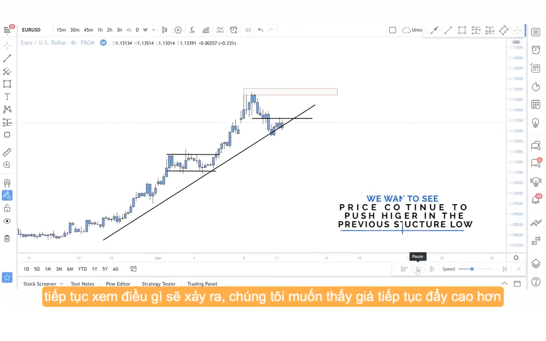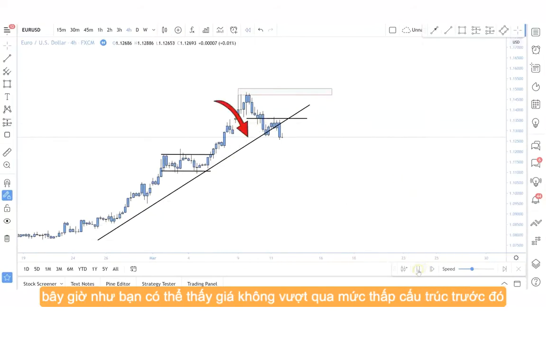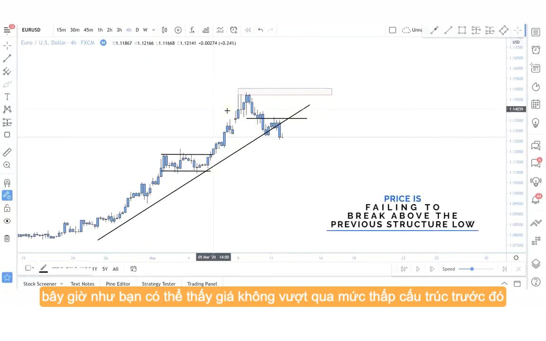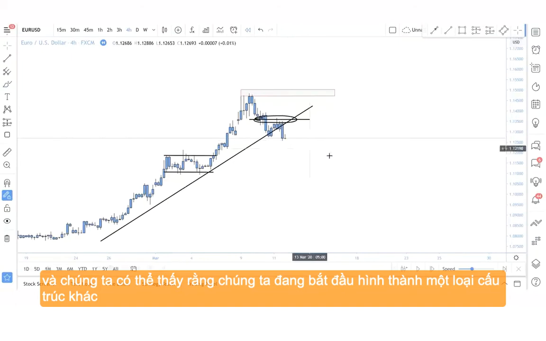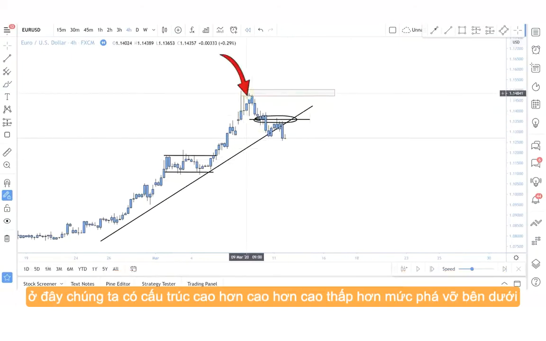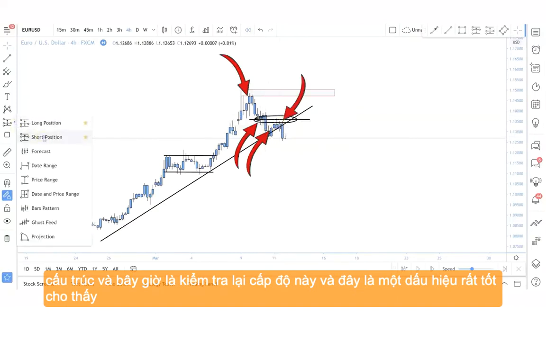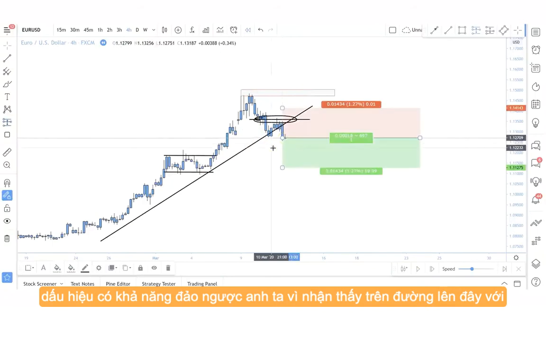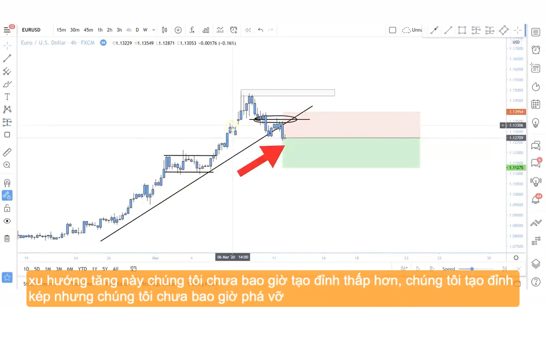We want to see price continue to push higher than the previous structural low, which is this level here. Now, as you can see, price is failing to break above the previous structural low, and we can see that we're now starting to form a different kind of structure. Here we have the structural higher high, the higher low, the break below this structure, and now the retest of this level. And this is a very good sign that the market is potentially reversing. Because notice, on the way up here with this uptrend, we never made a lower high.